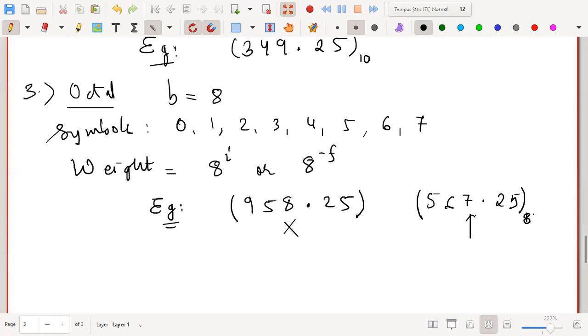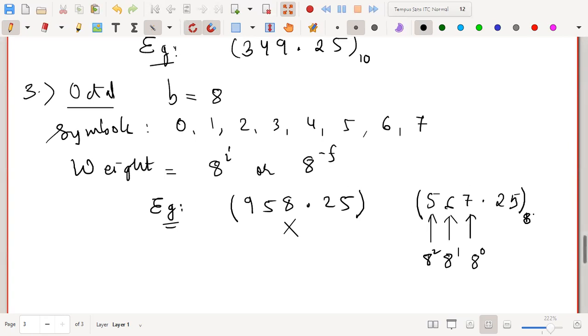Now the weight assigned to each digit, as I mentioned. If you want to calculate the weight assigned to 7, you calculate it as 8 raised to the power 0. The weight assigned to the next one is 8 raised to the power 1. Similarly, for the next one it is 8 raised to the power 2, and on the fractional side, 8 raised to the power minus 1 and minus 2. This is how the weights are calculated.